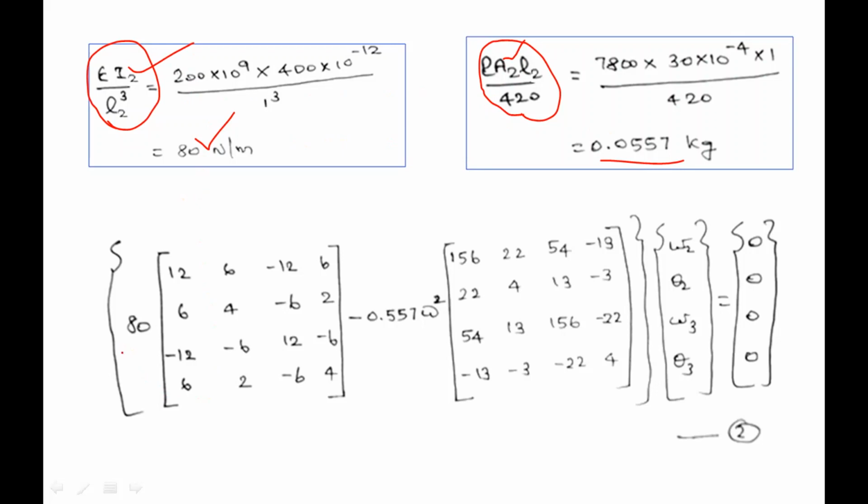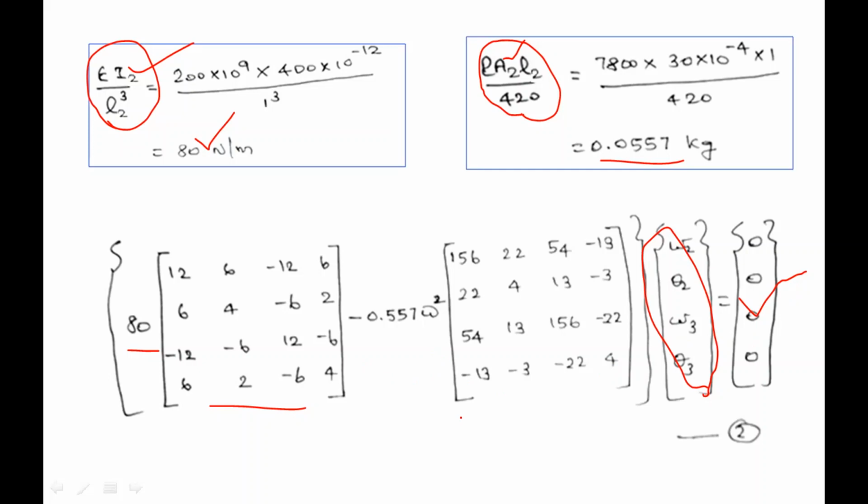So this is again 80 multiplied with this K matrix. Here the length of the element is 1, so we can directly write 12, 6, minus 12, 6 like that. So here the mass matrix is 156, 22, 54, minus 13 by substituting L2 equal to 1. So these are the nodal displacement vector and the 0 matrix. Now after getting this element characteristic equation for element 1 and 2, we have to assemble these two equations to get the global characteristic equation.